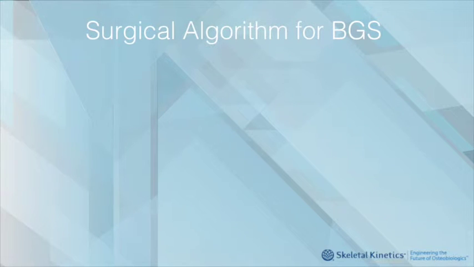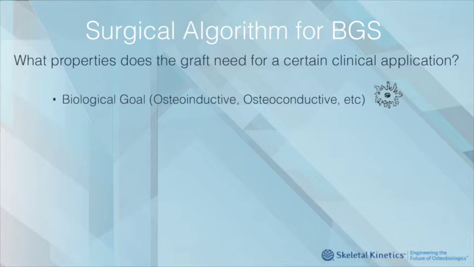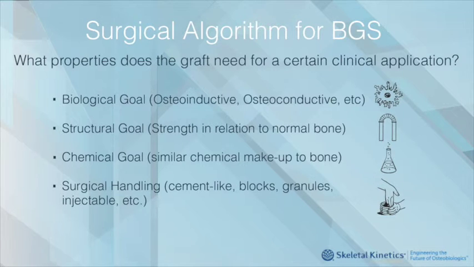This slide is a matrix of decisions each surgeon must make in order to choose the right bone graft substitute for each particular patient and their clinical application. We ask ourselves, what property does the graft need for a certain clinical application? And the categories that exist are biological goals, structural goals, chemical goals, surgical handling, and the remodeling and/or resorption time.